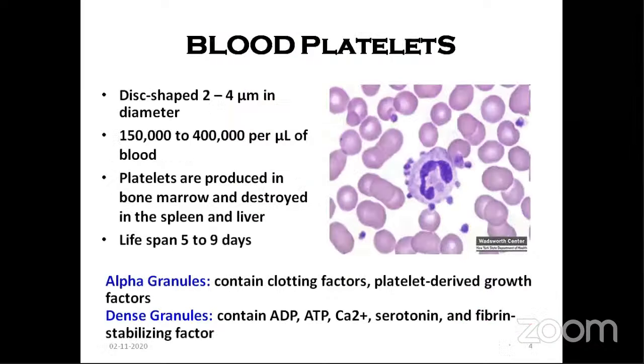So these blood platelets are very minute, 2 to 4 micrometers in diameter. They are small and disc shaped, and they are found in the blood in large numbers. Just like RBCs are present in millions, and WBCs are present in thousands, 5,000 to 10,000 per cubic mm of blood, platelets are present at around 1.5 to 2.5 lakh, up to 4 lakh, per microliter of blood.